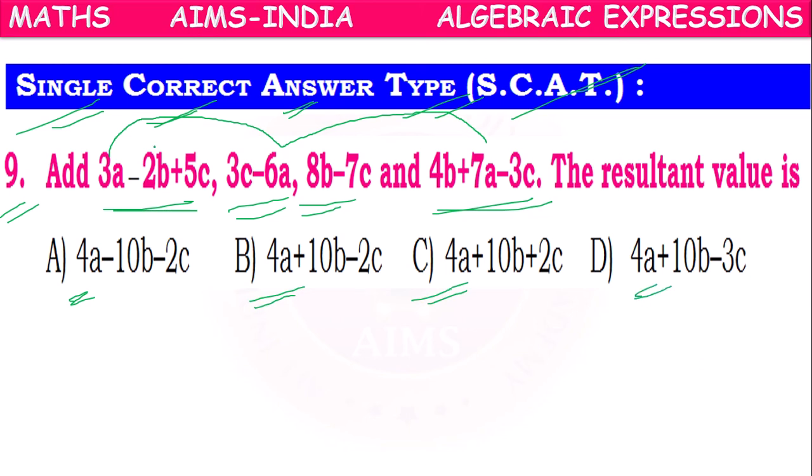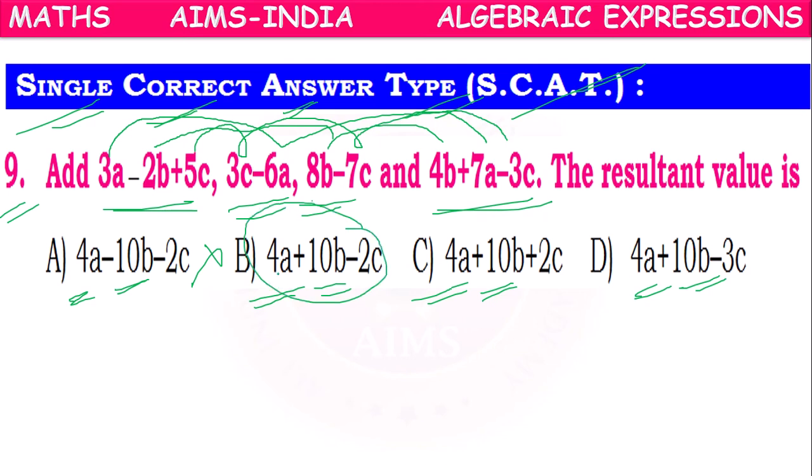Next, B term. Minus 2b, here there is no b, here 8b, 8b minus 2b, 6b, plus 4b, 10b. 10b we will get, here minus 10b is wrong option, plus 10b may be right. Next 5c, plus 3c, 8c, minus 7c, 1c, minus 3c, minus 2c. So, option B is correct.